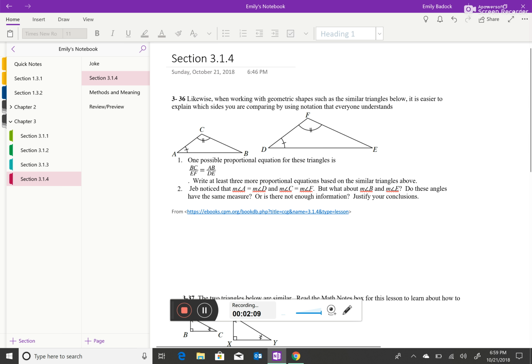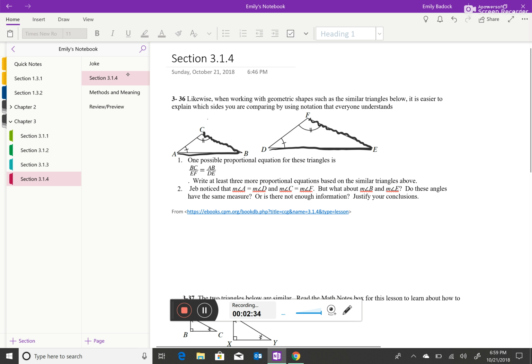BC over EF is equal to AB over DE. You want to make sure that you're setting up your proportions correctly. It says to write at least 3 more proportion equations based on the similar triangles above.